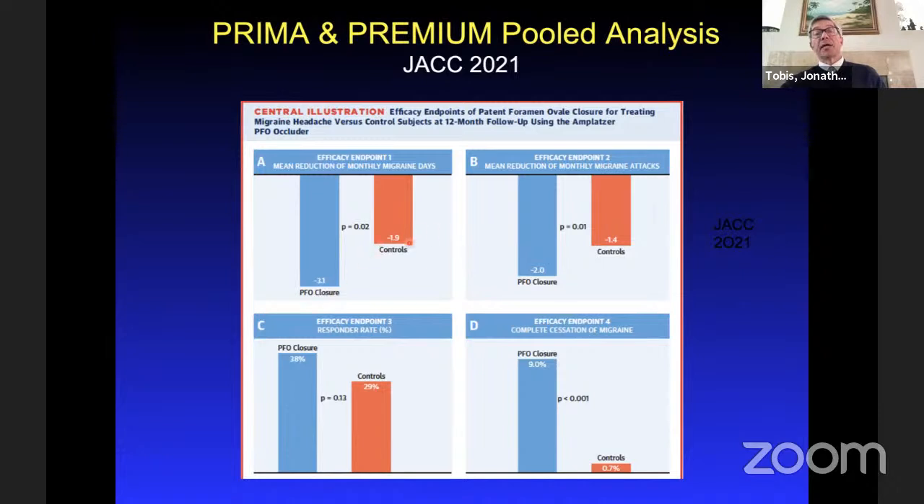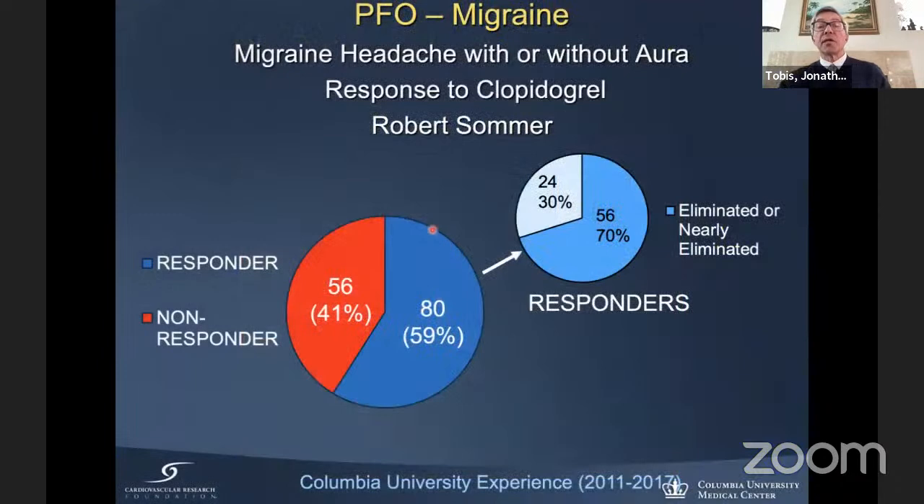And this amount of reduction is similar to what you get with the CGRP inhibitors. So instead of taking a pill for the rest of your life, you get your PFO closed once and that's it. So this is going to be tested in this trial called the RELIEF trial. This is from Bob Sommer, who's at Columbia University, and he took about 135 people who had migraines, and he gave them Plavix.